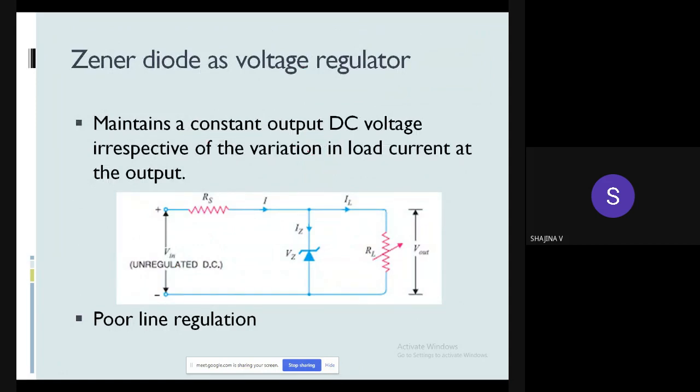You will have studied this. Here you can apply a DC voltage, and you can see the output voltage is equal to the voltage across the Zener diode. If there is any change in input voltage, for that I minimum to I maximum range, whatever range the current changes, the voltage across the Zener remains constant. That will be our output voltage. This is the simple voltage regulator concept.